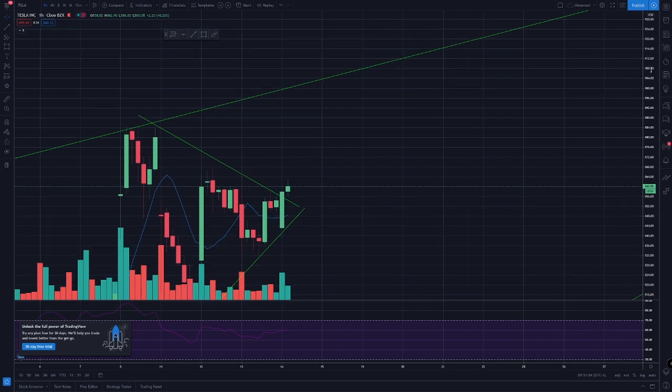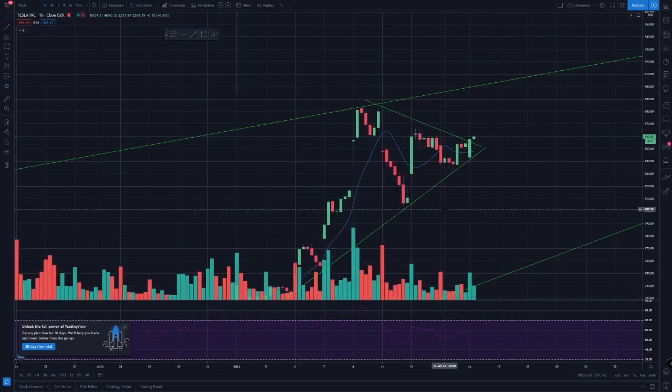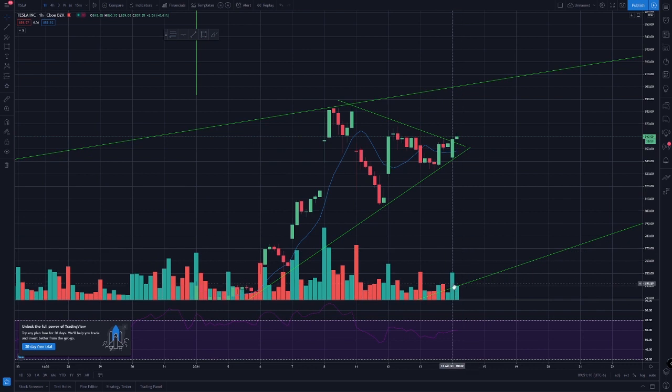The target, technically, the only thing I don't like about this is that the volume isn't higher. I would like this volume candle to be doing something like this, or even something like that. Just something where you know a lot of people are going green.